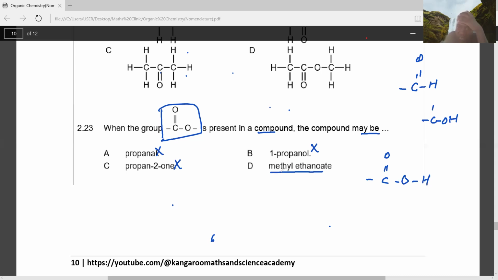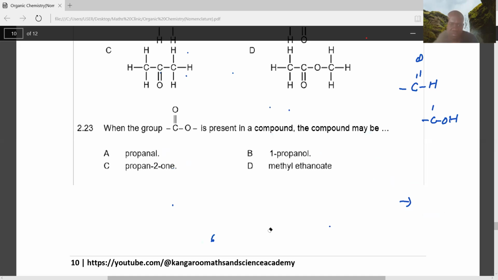Methyl ethanoate. Methyl, it's an alcohol, it's methanol, with ethanoic acid, which gives us the ester, which is methyl ethanoate. So the answer is D. This could be an ester, not aldehyde, not propanol, not alcohol. So this could be an ester or carboxylic acid. But since a carboxylic acid is not mentioned here, the answer is D. Remember, practice makes perfect.